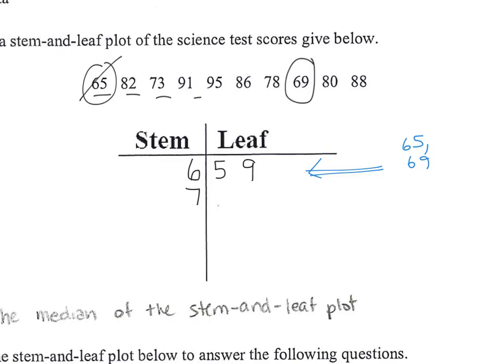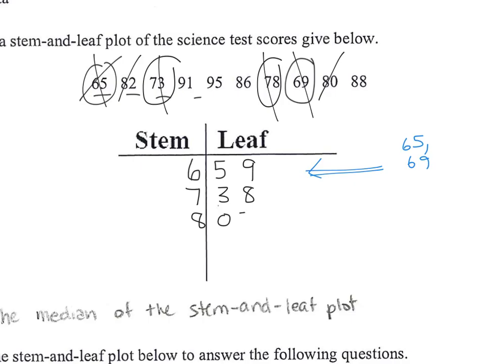So 7, we have 73 and 78. Now I just write the 8 down. I don't write the 7 down again. Now the 8s, we have 80, 82, 86, and 88. And then for the 9 spot, we have 91 and 95.